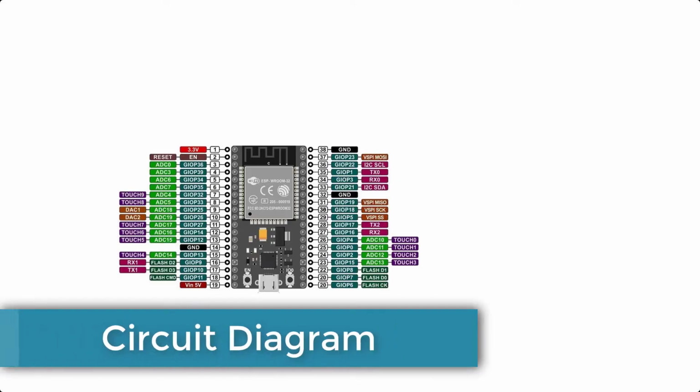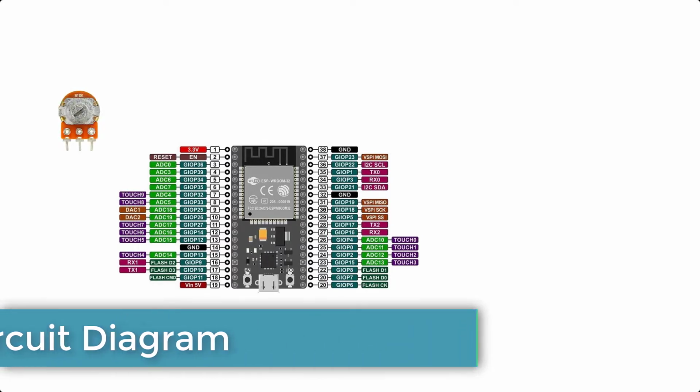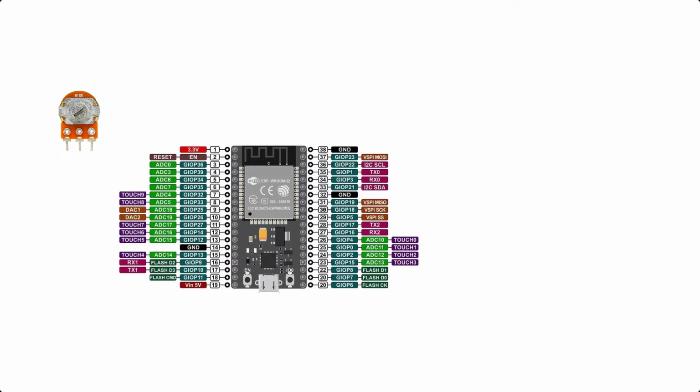Let's look at our circuit diagram. We'll start by connecting our potentiometer to our breadboard. Recall that it has 3 terminals. One end will be connected to the ground, and the other end to the positive 3.3 volts of your ESP32. The middle terminal, which is the wiper, is going to be connected to one of the 18 available analog to digital converter pins of our ESP32. You can use any, but for this demonstration, I'll be using the ADC on GPIO 13.